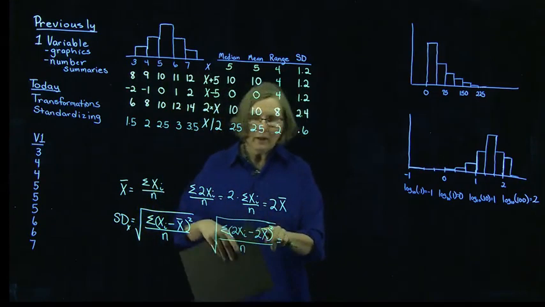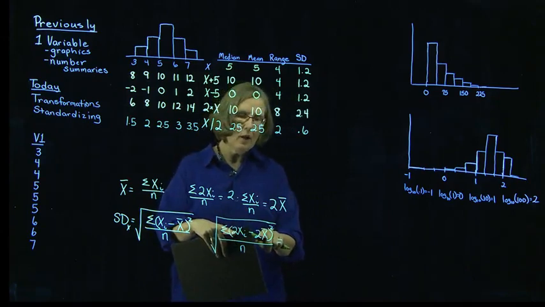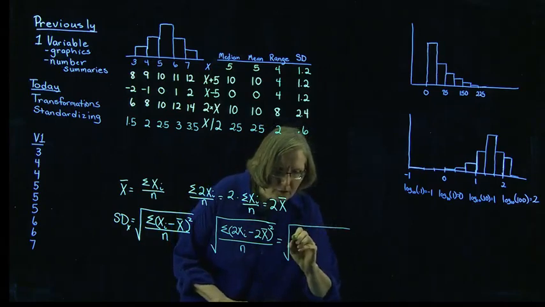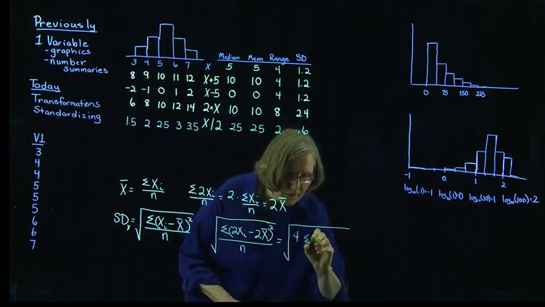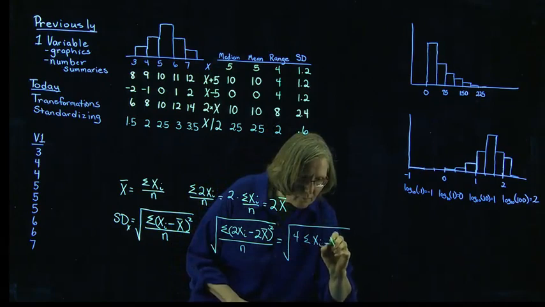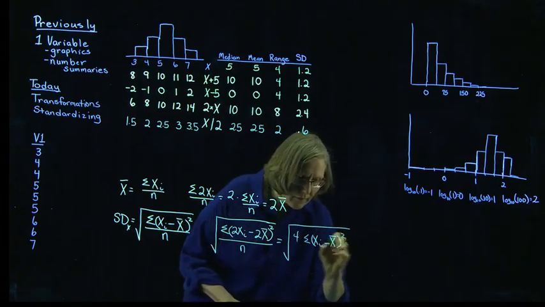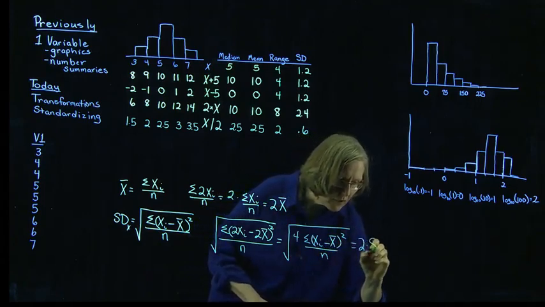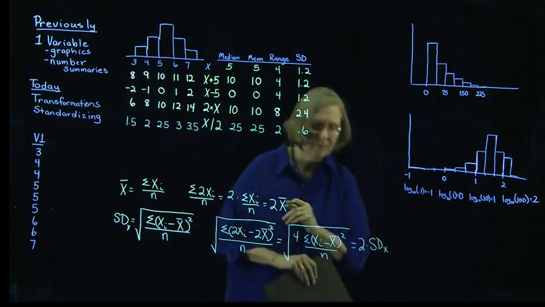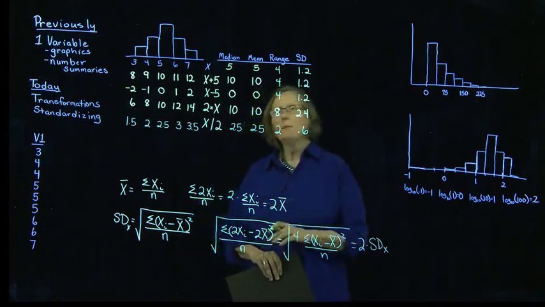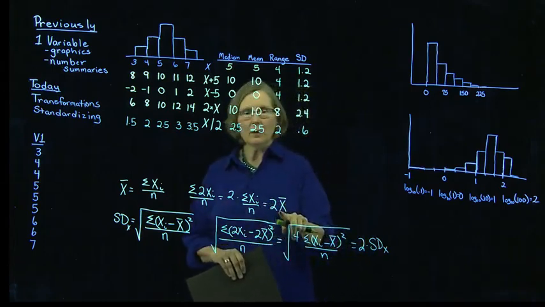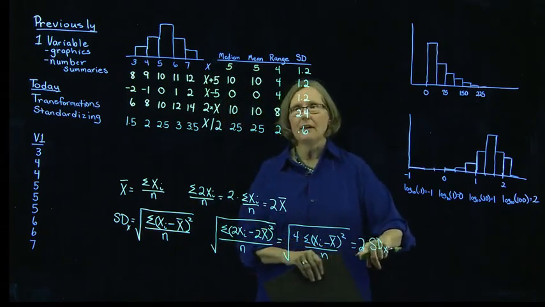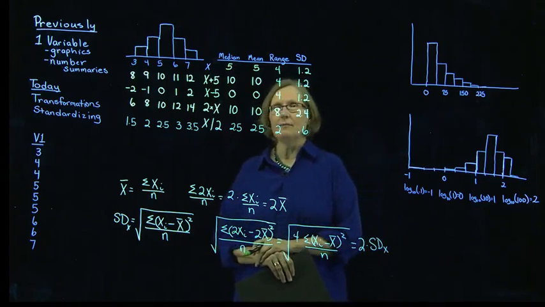Okay. We can pull 2 out of the summation, but remember it's squared. So this is going to be 4 times the summation of xi minus the mean squared over n, which simplifies to simply 2 times our original standard deviation. Okay. So when we multiply by a constant, it increases the mean by the same factor, and it increases the standard deviation by that same factor.